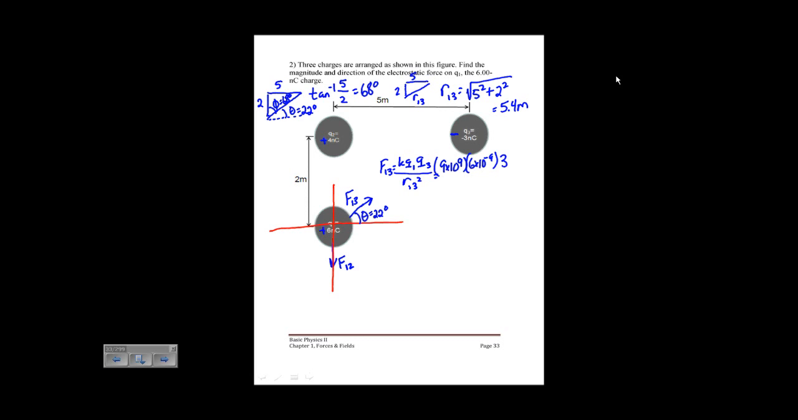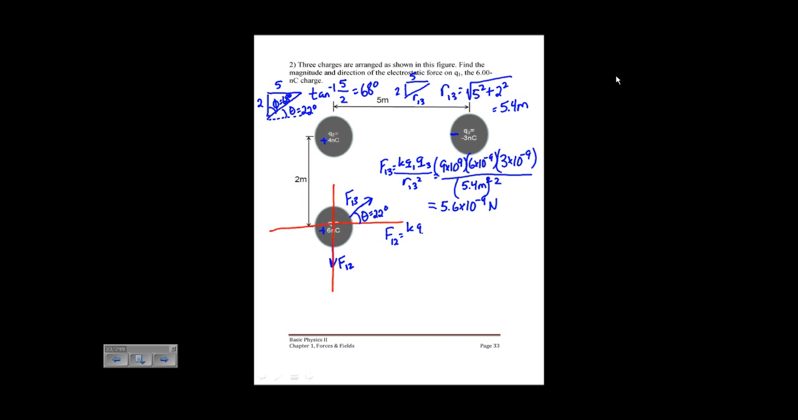Q3 is 3 nanocoulombs. That's 3 times 10 to the minus 9. Notice that I don't put the sign here because I know the sign denotes a direction, and the direction has already been determined just by saying that opposite charges attract, like charges repel. Divided by R13, I've already figured out what the distance between particles 1 and 3 is. That's 5.4 meters. And then we want to square that value, 5.4 squared. That gives me a force of 5.6 times 10 to the minus 9 newtons. So that's F13.